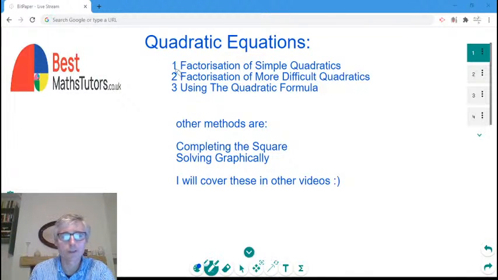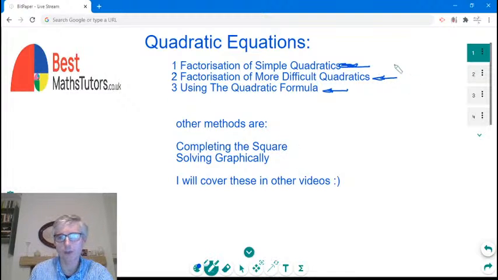The order that we're going to do them in is we're going to start off doing the factorisation of simple quadratics, and then we're going to move on to factorising more difficult quadratic equations, and then finally using the quadratic formula. There are other methods you can use for this, so you can also do completing the square and solving graphically, but just because of time constraints I think we might cover those on another video.